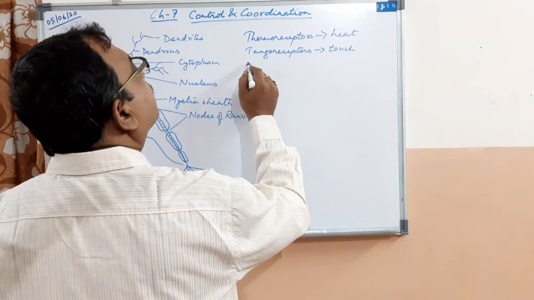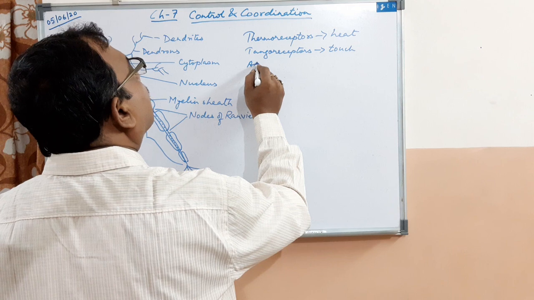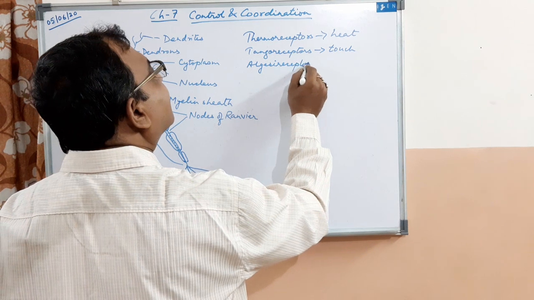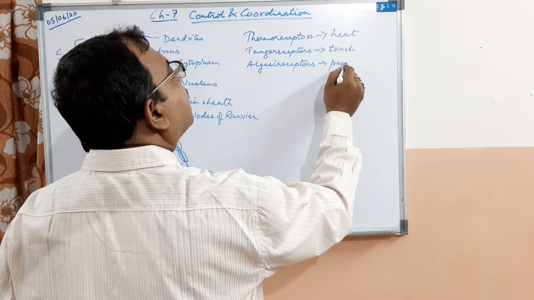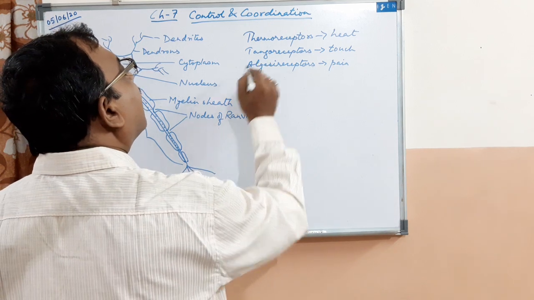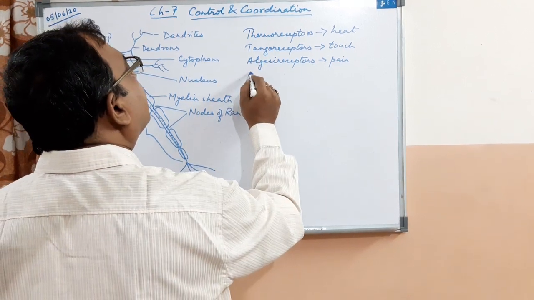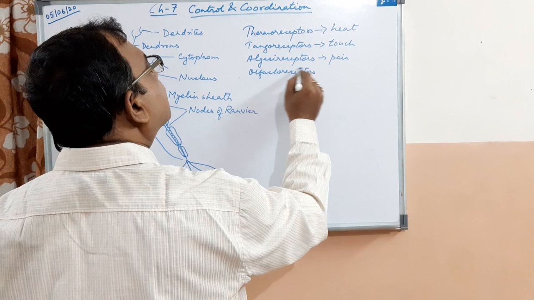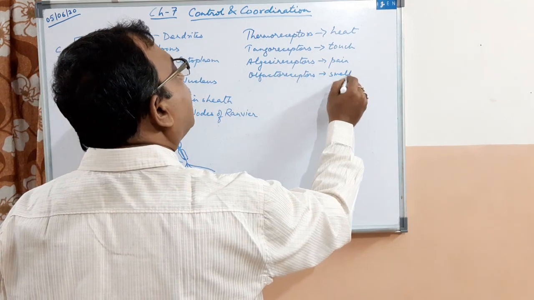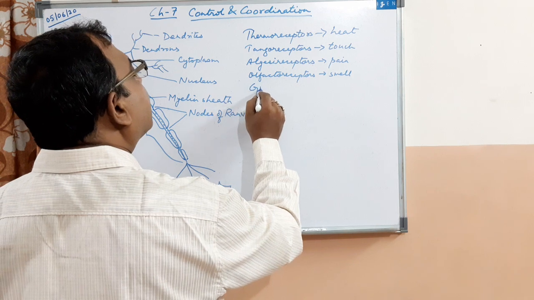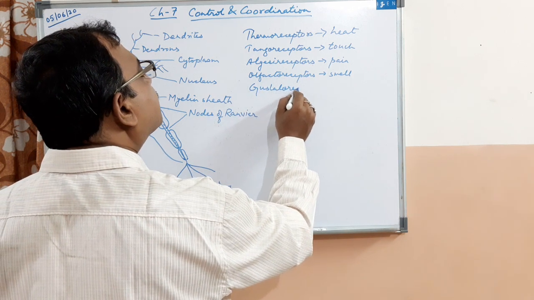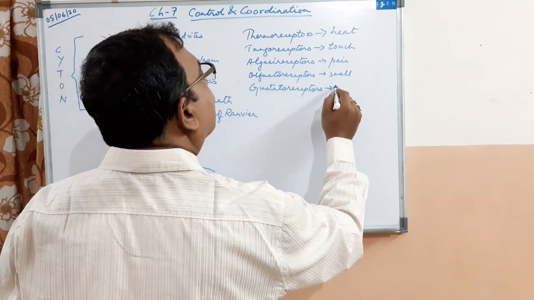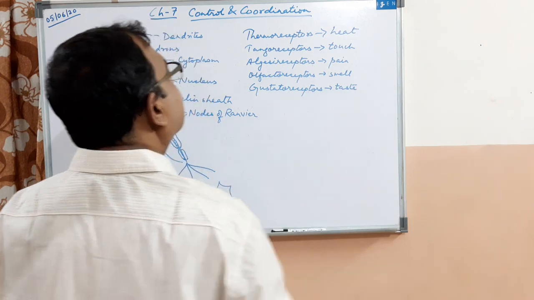Then algae receptors for pain. Then olfactoreceptors for smell. Then gustatoreceptors for taste, right?